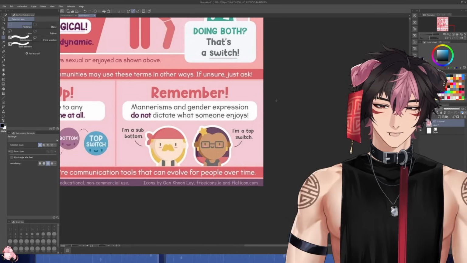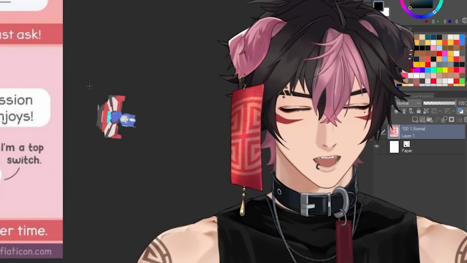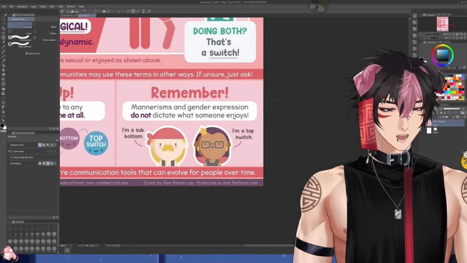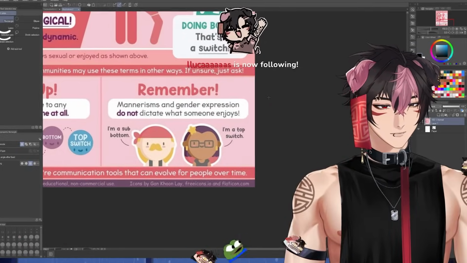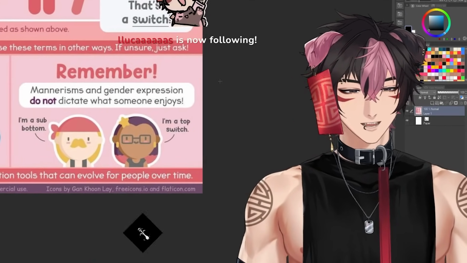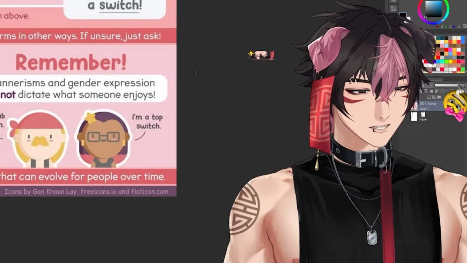Because you can never tell if someone has a bottom or top just by how they look. That's called stereotyping, and that's bad. It's okay if it's a joke maybe, but there are genuinely people out there that think just because you act a certain way that you're a bottom or a top, and that's just not how it works.